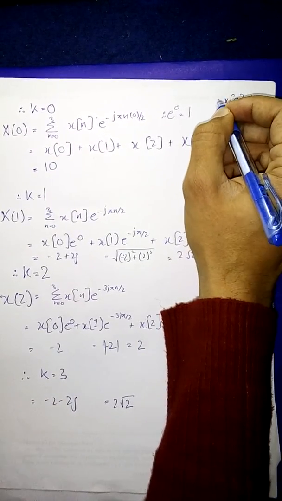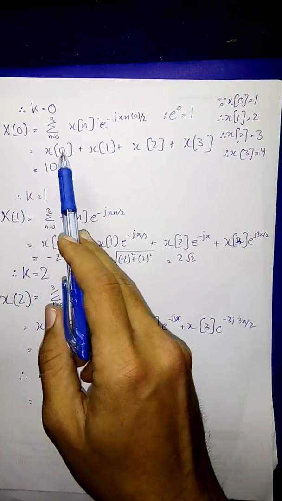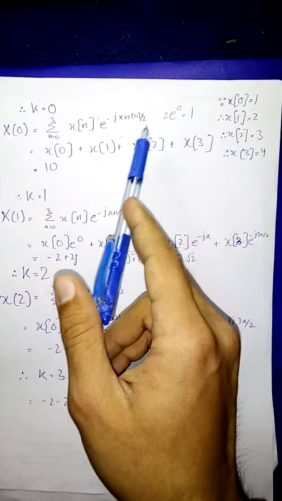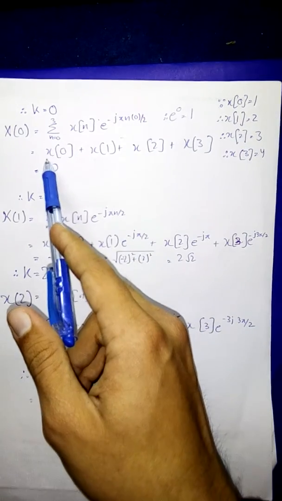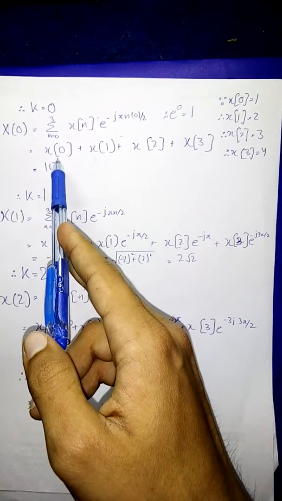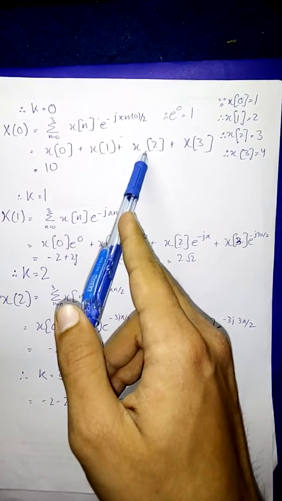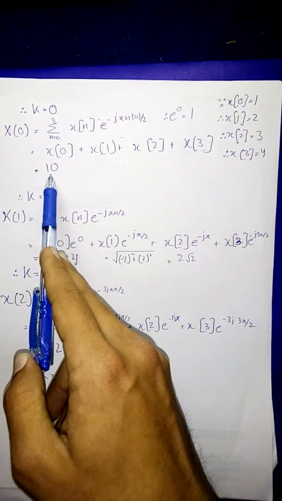So x of 0 times e to the power 0 is 1, so we are neglecting the 1 because after multiplying we get the same answer. X of 0 is equal to 1. Here we have 2, 3 and 4. When we add them up we get 10.